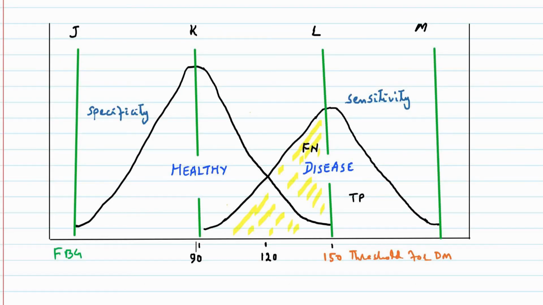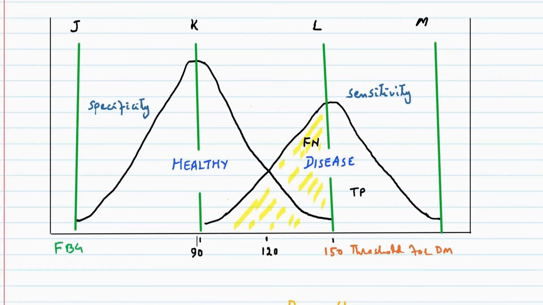Let's see if we try to identify all healthy people correctly, how it affects the sensitivity and specificity of the test. Suppose we set our threshold point at 150 milligram per deciliter. We can see that all the healthy people will test negative at this point. So specificity of the test will be 100%. However, around 50% of people with disease will test false negative, and sensitivity will be only 50%.